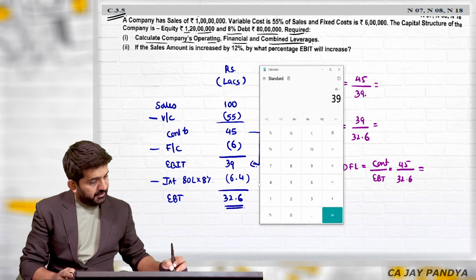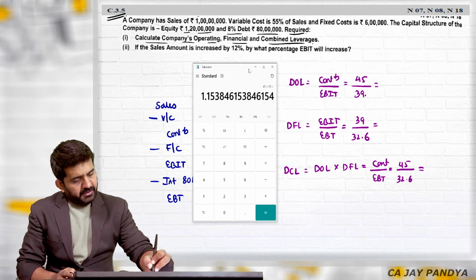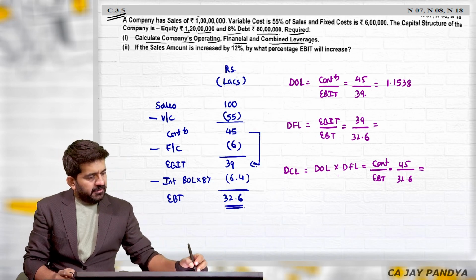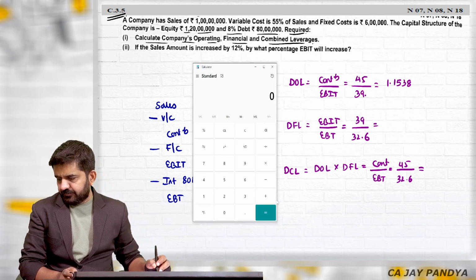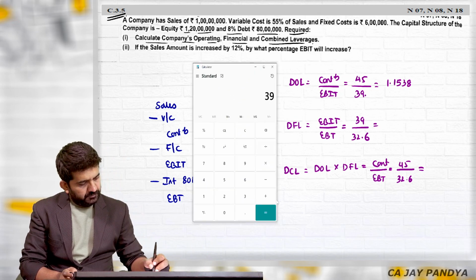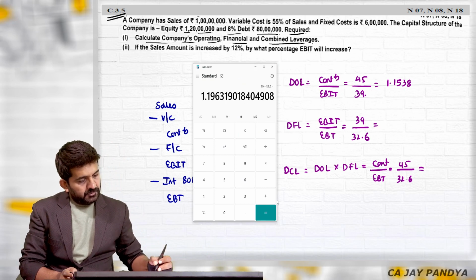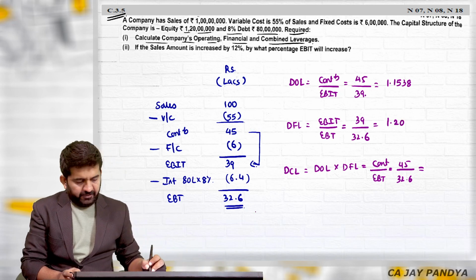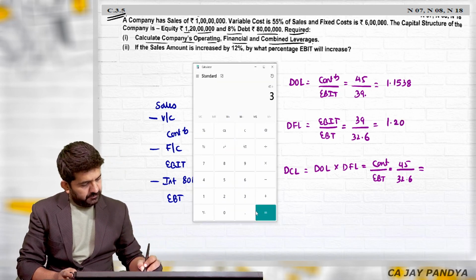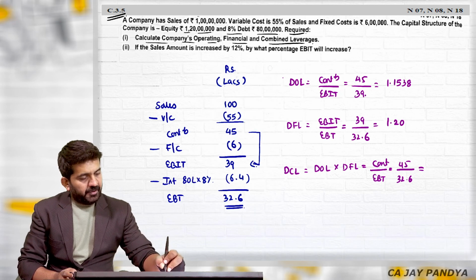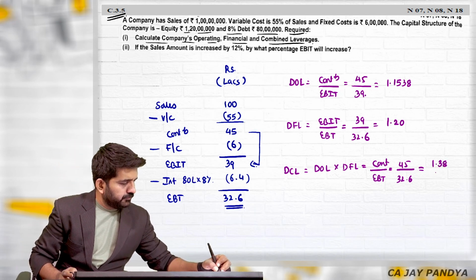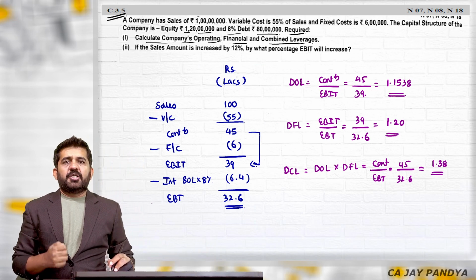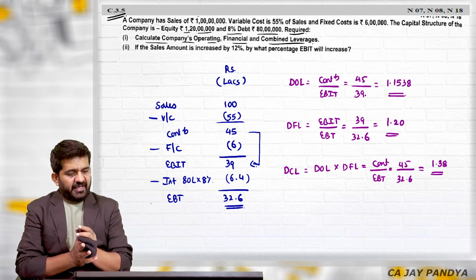Let me find out all the answers. 45 divided by 39, 1.1538. 39 divided by 32.6, 1.20 approximately. 45 divided by 32.6, 1.38. I have found out all three answers: degree of operating leverage, degree of financial leverage, degree of combined leverage.